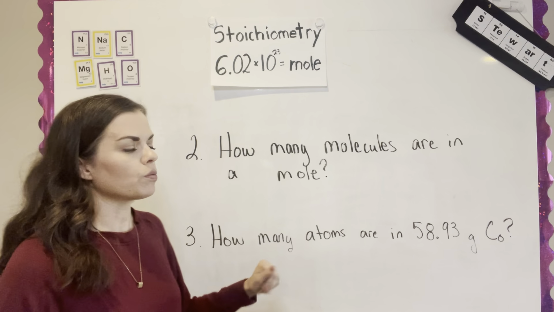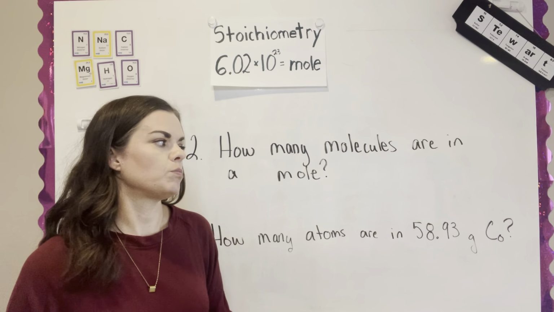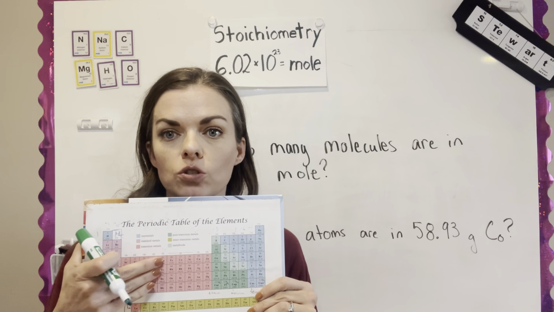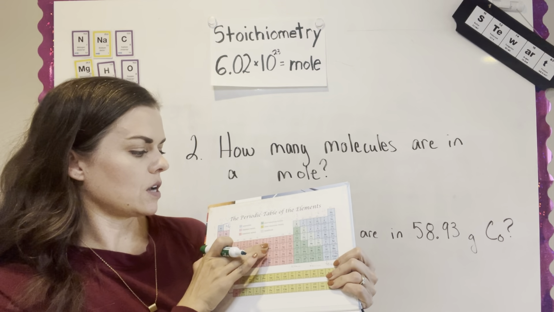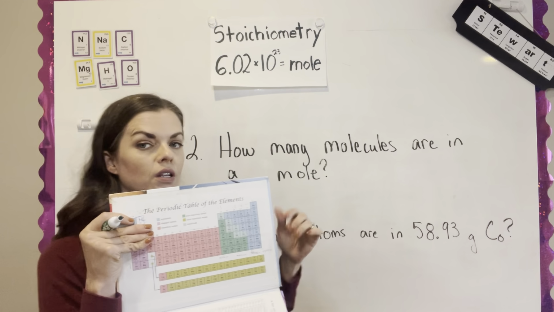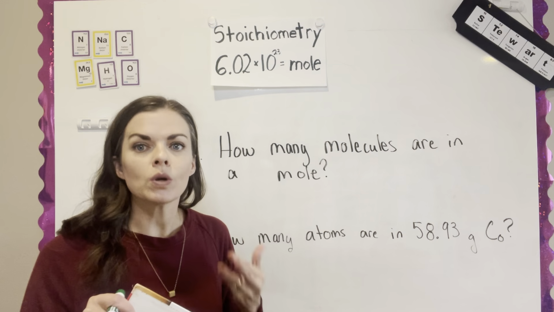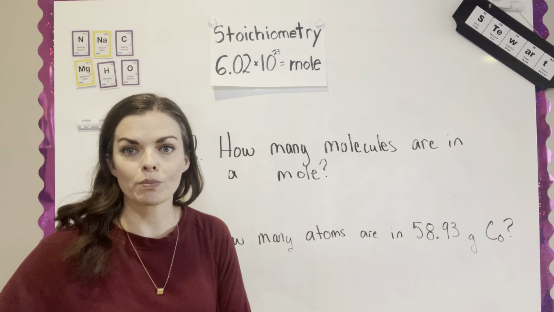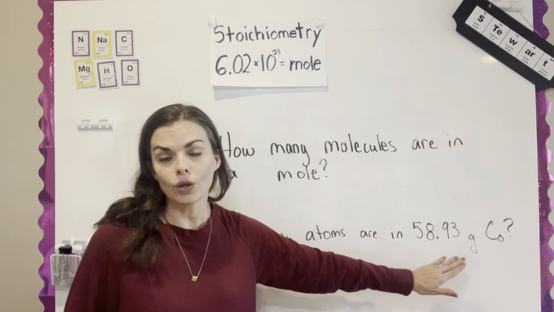So for question number 3, it says how many atoms are in 58.93 grams of cobalt. Cobalt on your periodic table is a transition metal, and it's up here on this top row, and it is atomic number 27. And you'll actually notice on your text that below it in the periodic table is this exact same number. That's that number we were using in atomic mass units, and it's also that number that we use for molar mass. And that tells me that this is the mass of 1 mole of cobalt.